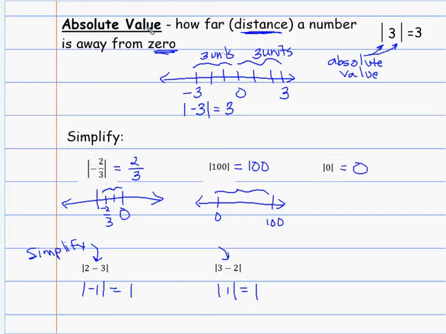So again, absolute value is a distance from 0. Absolute value is not going to be negative. Now, if you think about that for a minute, you'll know why. Absolute value is a distance. Distances are not negative. Distances are positive in a direction. And that's what we have here. This is 2/3 to the left, 100 to the right. That is what we're doing here with absolute value.